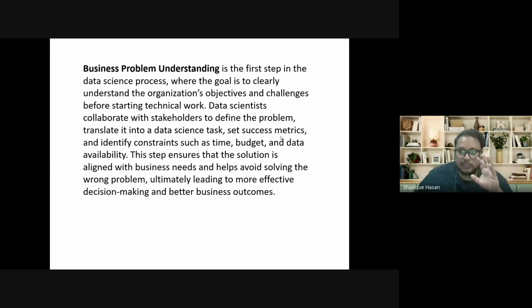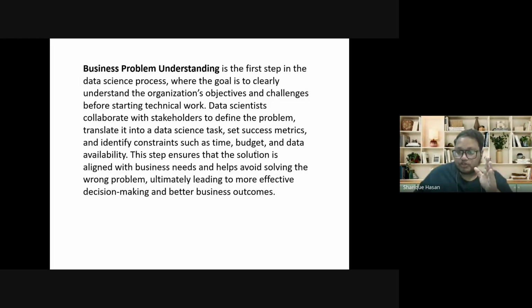The problem we have just identified by communicating with the stakeholder, we translate into a data science task. And you have to set a success metric, and identify the constraints such as time, budget, and data availability, which I just discussed. The time taken should be less, and the cost of the solution should also be less.